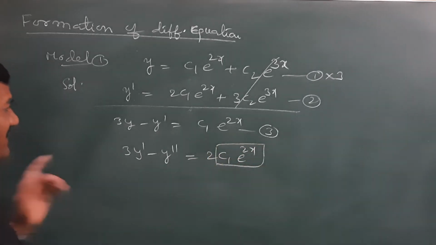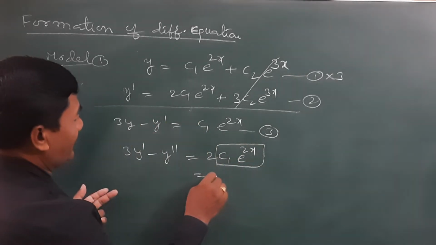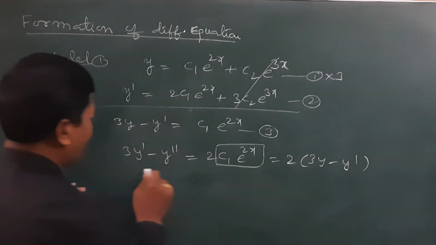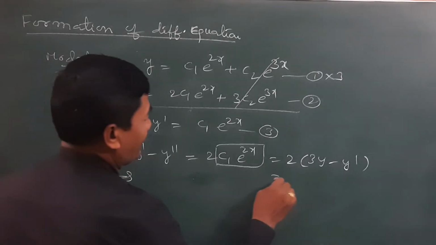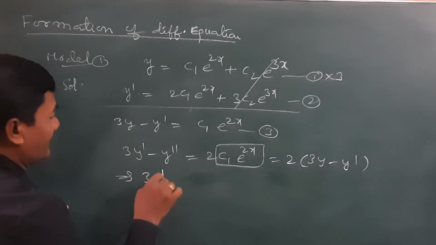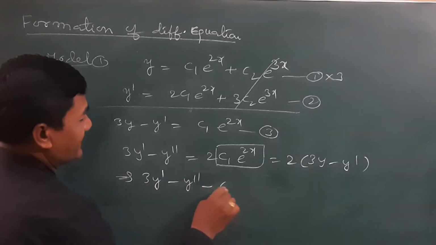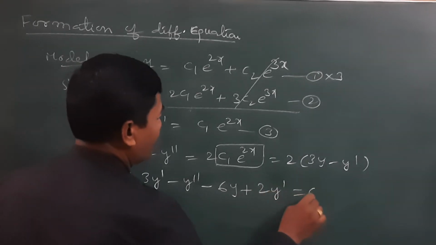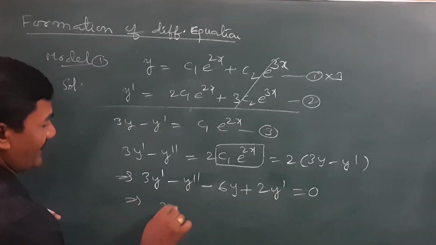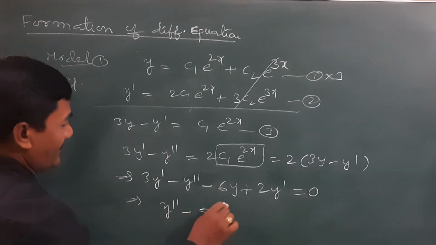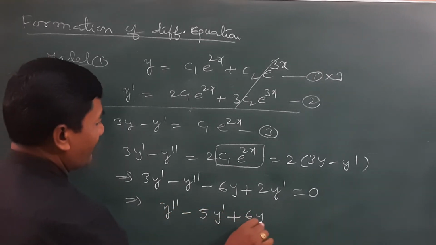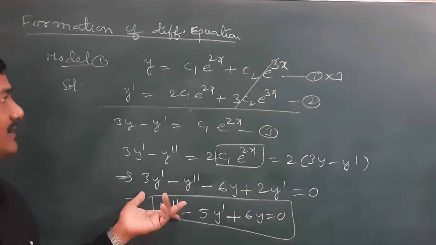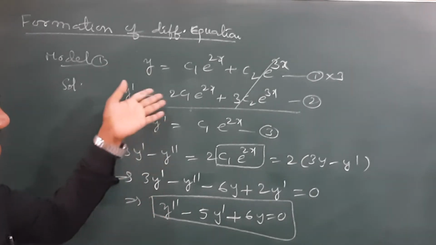So c1 into e power 2x, from 3, replace that: this is equal to 2 into 3y minus y dash. That implies 3y dash minus y double dash minus 6y plus 2y dash is equal to 0. So completely the equation is y double dash minus 5y dash plus 6y is equal to 0. This is the differential equation. This is the derivation of the differential equation. Actually, this is the original model of the differential equation.